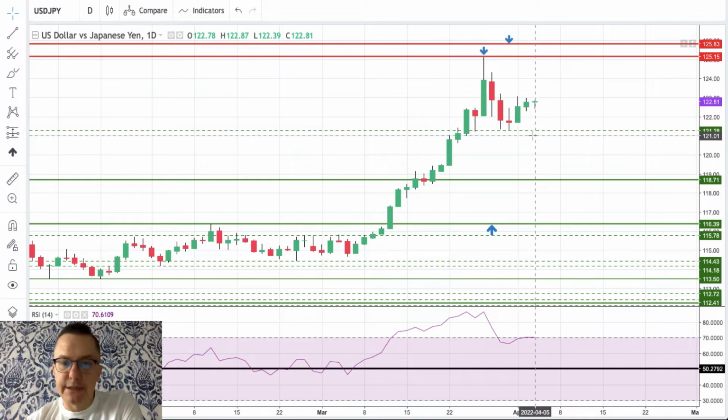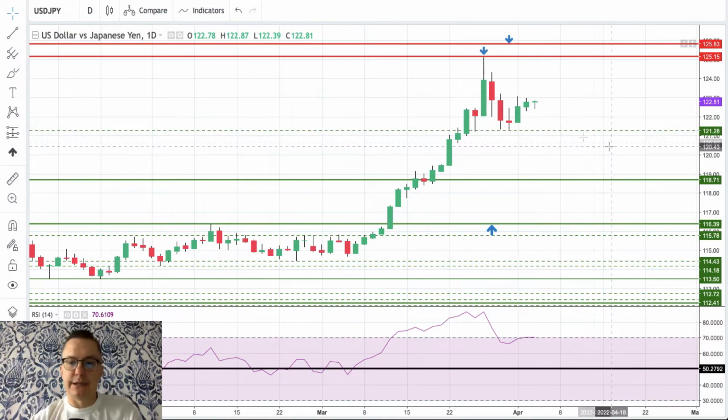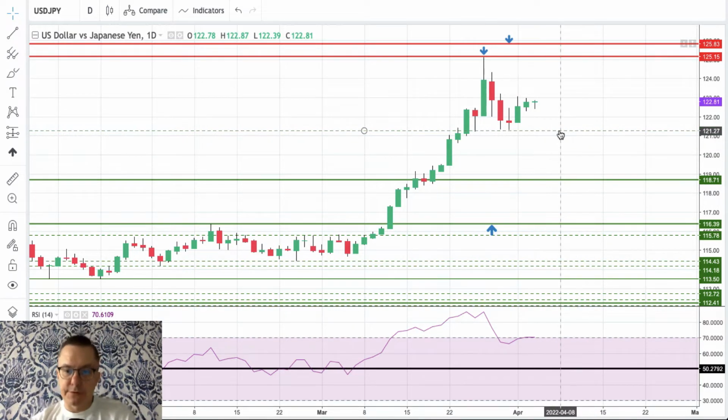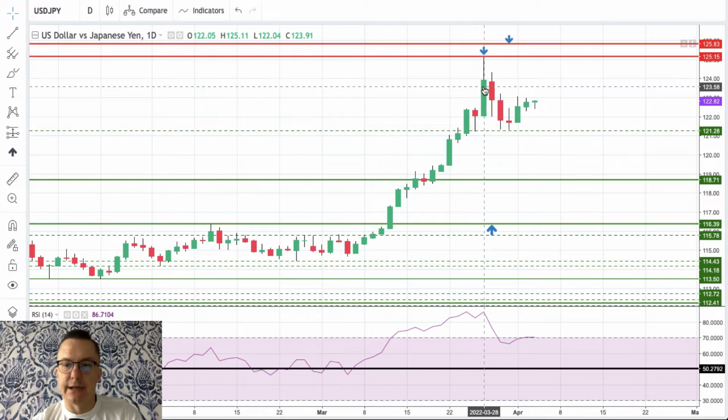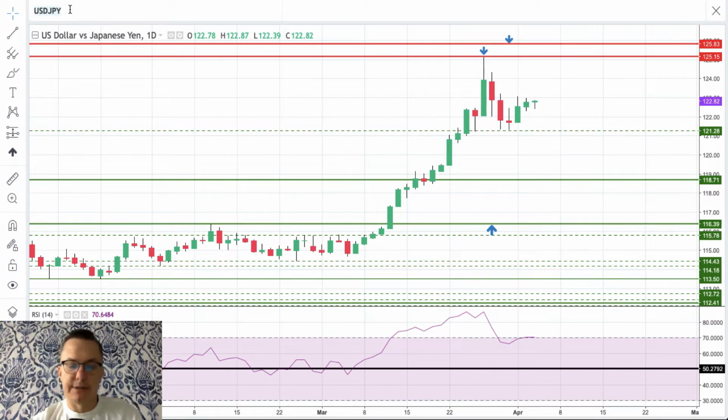The other thing is that the US dollar is being bought, Japanese yen is being sold across the board. This is not the only market that works this way, so that might be something completely different. However, 121.28 is the current technical support, and we are waiting for another wave here to the upside to test the recent high, 125.15 on the US dollar to Japanese yen.